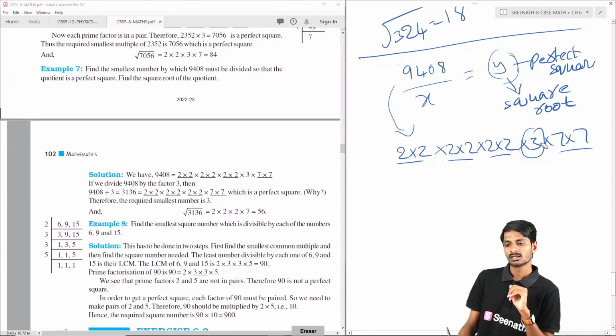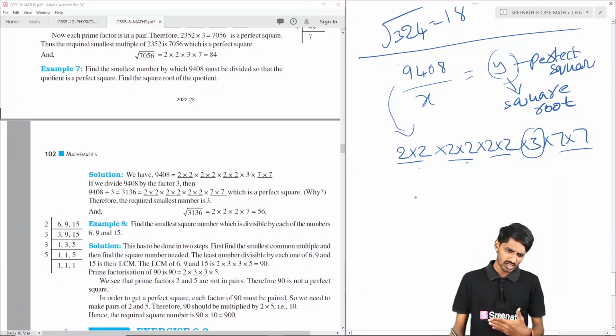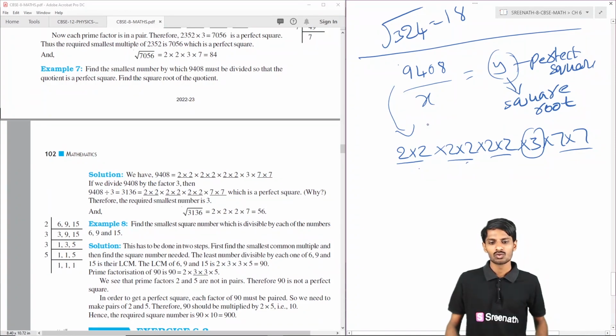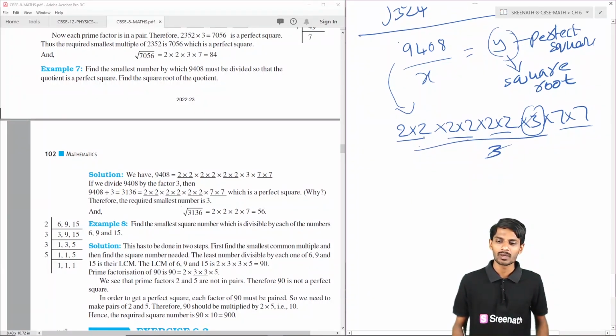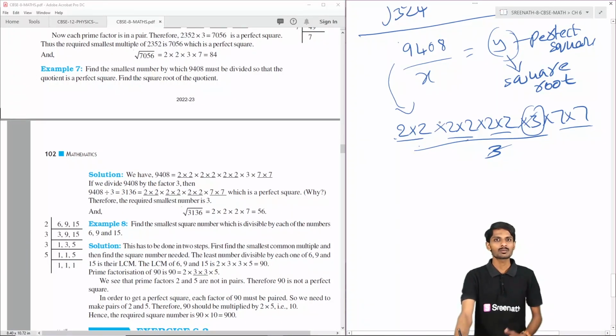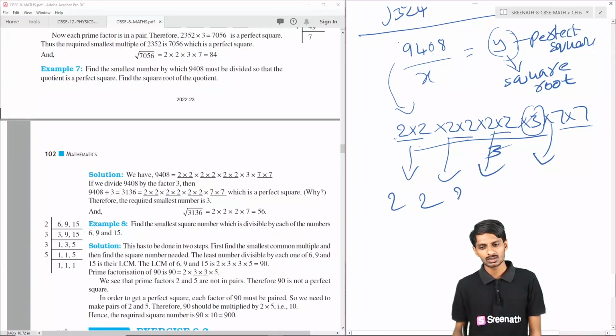Or remove this 3. In that case also only these things remain, and you can make groups and get the perfect square out of it. So what is he asking? What is the smallest number by which we have to divide? If you divide by 3, this 3 will cancel and you will remain with these numbers only. If you multiply these things, you will get another number, and that is the perfect square. And what is the square root of it? For that number also these are the only prime factors. From it we will take 1, 1, 1, 1: it is the 2, the 2, the 2 and the 7.